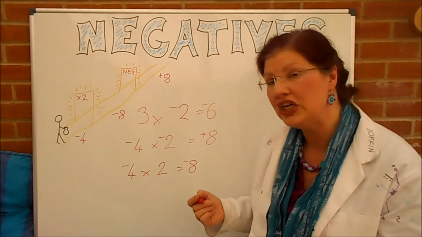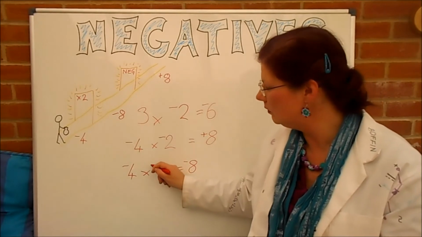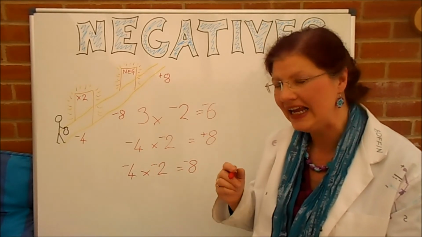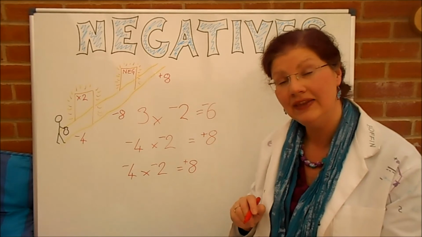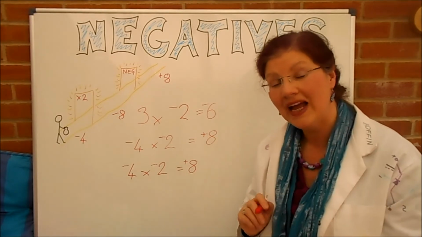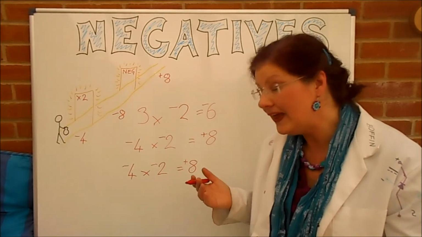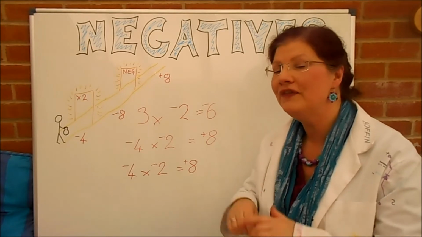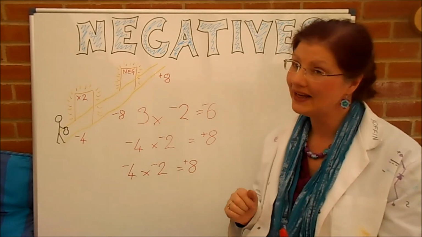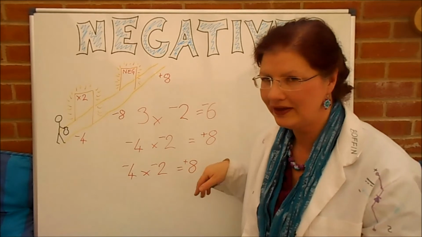But what happens if we change the sign in the question again? Well, we change the sign in the question, again we have to change the sign in the answer. And we end up with positive 8. And that is how it works. So for any multiplies or divides, actually the easiest way to do it is just forget all the negatives for a start.